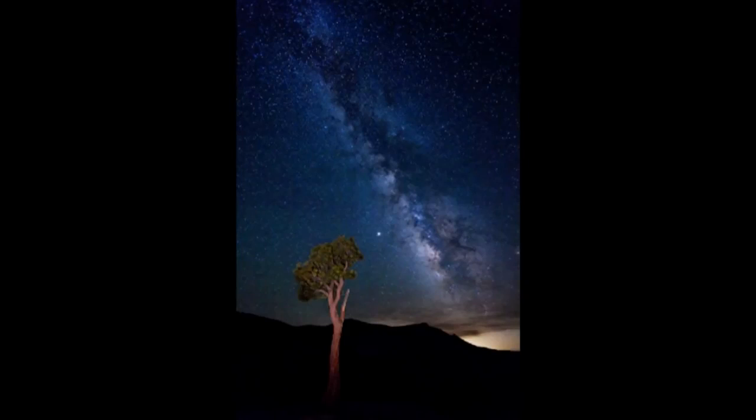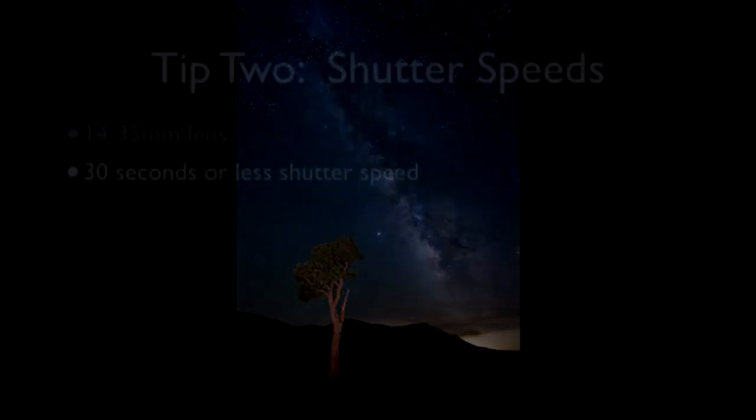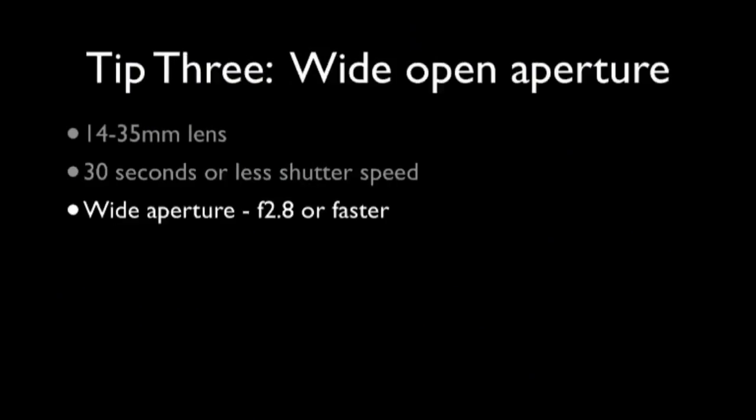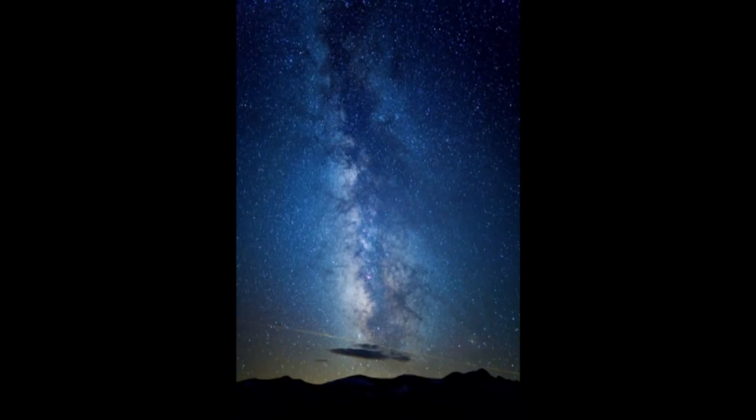So photographing the stars, tip 2 is your shutter speed. Basically 30 seconds or less. And then tip 3 is to use a wide open aperture. So a wide open aperture for photographing on the new moon when no moon is present. The new moon is going to be very, very dark, so we want to use a wide open aperture in order to get enough exposure to make a good print. So f2.8 or faster for photographing the Milky Way.